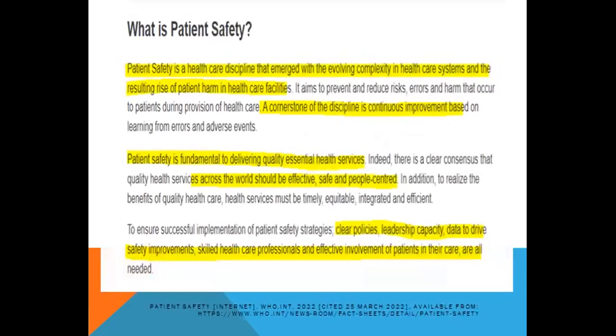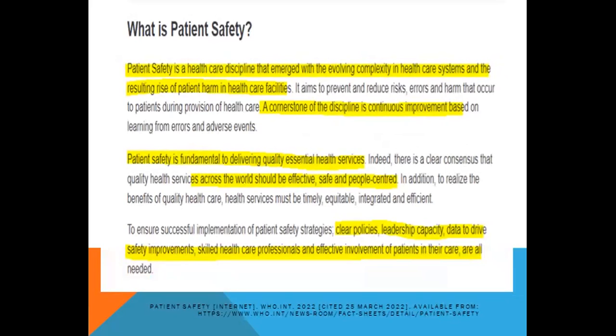Patient safety, according to WHO, is a healthcare discipline that emerged with evolving complexity in healthcare systems and the resulting rise of patient harm in healthcare facilities. It is a cornerstone of continuous improvement based on learning from errors and adverse events. It is fundamental to delivering quality essential healthcare services.